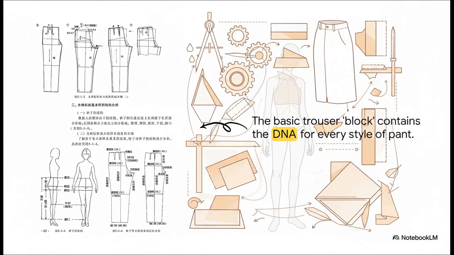And yep, you guessed it, just like the skirt, all trousers start with a foundational pattern, what's often called a block. This one blueprint holds the essential DNA, the waist, the hips, the leg shape, and that all-important crotch curve for literally every style of pant you can think of, from skinny jeans to massive flared bell-bottoms.